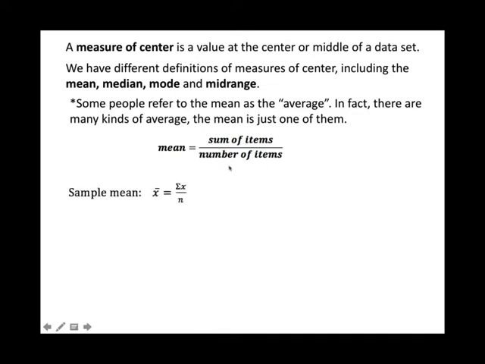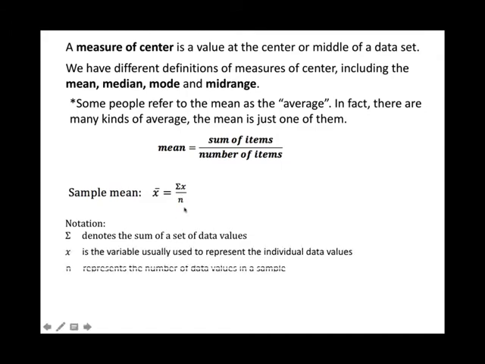If your data are a sample from a population, then the mean is called the sample mean, and the sample mean is denoted by x bar here. Sample mean is equal to summation of x divided by n. Summation means the sum of a set of data values, and this n here represents the number of data values in a sample.